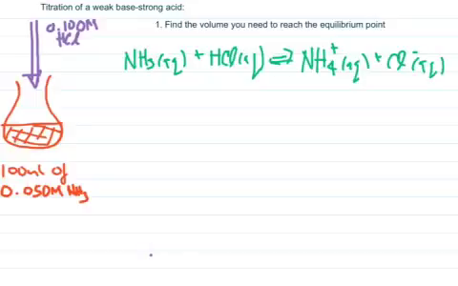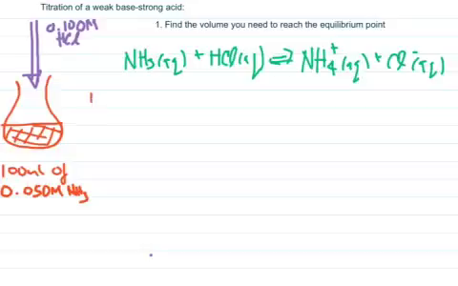Now we're going to find the volume we need to reach that equilibrium point, and to do that we're going to take the volume of ammonia and multiply it by the molarity of ammonia to give us the moles of ammonia. And then we're going to do a ratio to get to the moles of hydrochloric acid. And then we're going to divide by the molarity of hydrochloric acid to get the volume we need to reach equilibrium. So here we go.